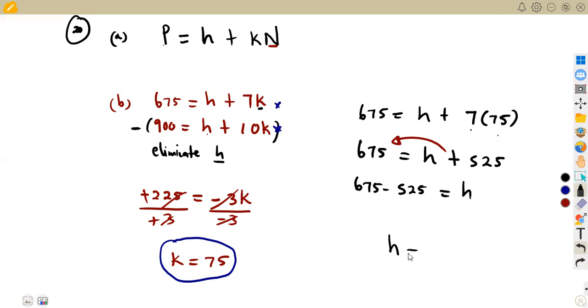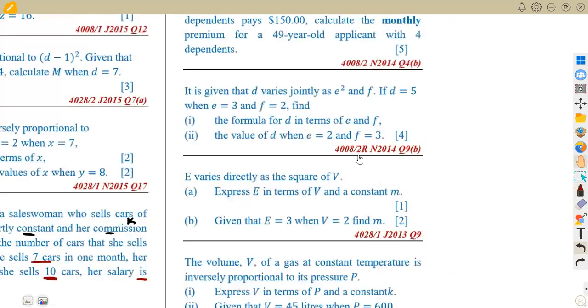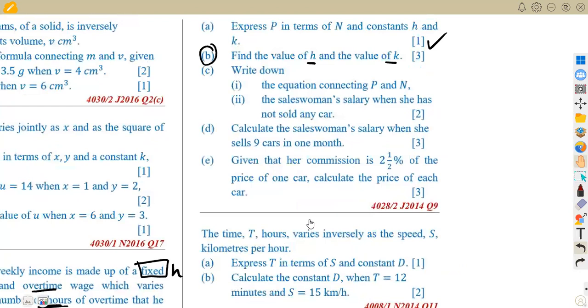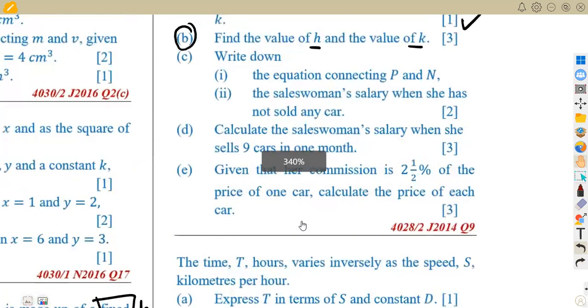So what is going to be the value of H if we subtract? That was going to give us 150 in this case. So that was the question, to find the value of H and the value of K. We are supposed to answer the question as given. Now this is part B, just to find the value of H and K, marks for that.